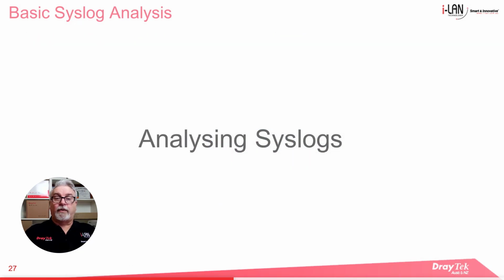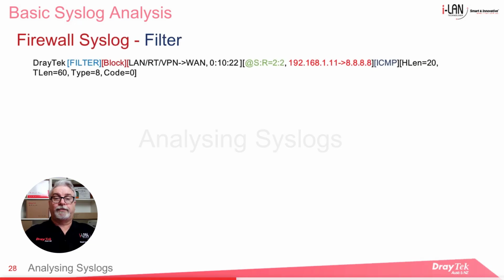Now that we've seen the different ways to capture syslogs, I'll go through how to interpret the syslogs to help in troubleshooting certain issues. The first one we'll look at is the syslog from a firewall filter.